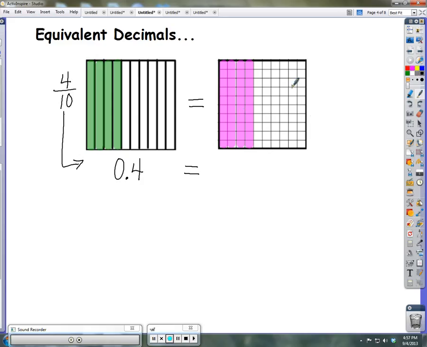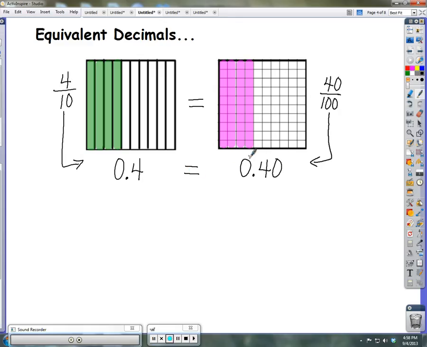Same size square. As a fraction, this square is divided into 100 equal parts, so the denominator is 100. And 40 of the individual squares are shaded in, so that would be 40 hundredths. So once again, I want to convert that to a decimal number, and that would be 0.40. So in essence, 4/10 is equivalent to 40 hundredths.